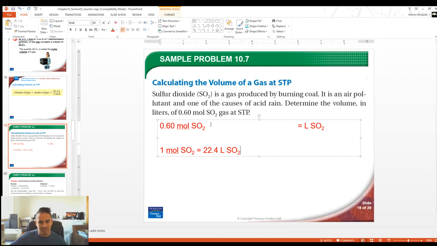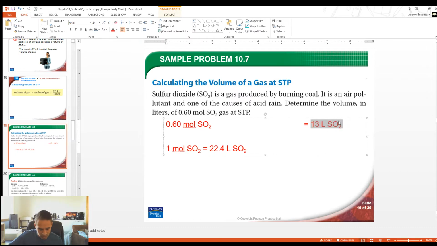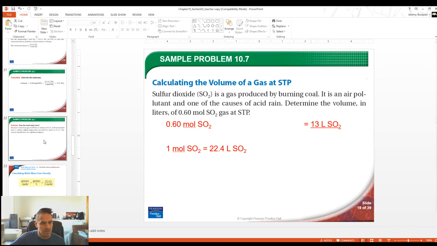And again, this should make sense because if we had 1 mole of SO2, we'd have 22.4 liters. We did not have 1 mole, we only had 0.60 moles, so we should have less than 22.4. We got 13, so that makes perfect sense. This is how we want to do that. So, all right.